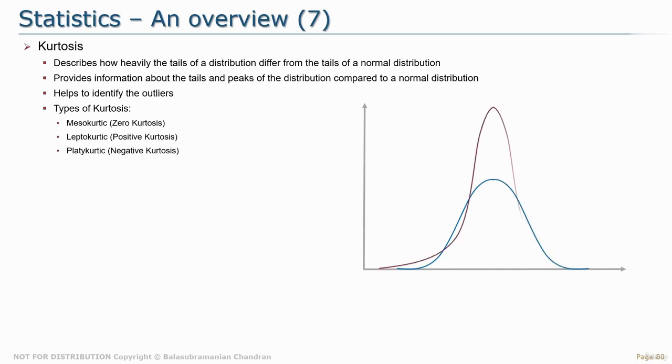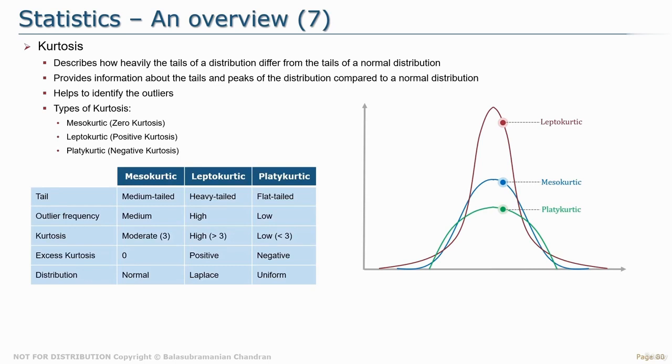Let's say we have 3 distribution curves like this. The curve in the middle is mesokurtic, the tall curve is the leptokurtic, and the shortest curve is the platykurtic. This table describes the properties of these 3 kurtoses: mesokurtic, leptokurtic, and platykurtic. Tail: medium-tailed, heavy-tailed, and flat-tailed. Outlier frequency: medium, high, and low. Kurtosis: moderate, high, and low. Excess kurtosis: 0, positive, and negative. Distribution: normal, Laplace, and uniform.